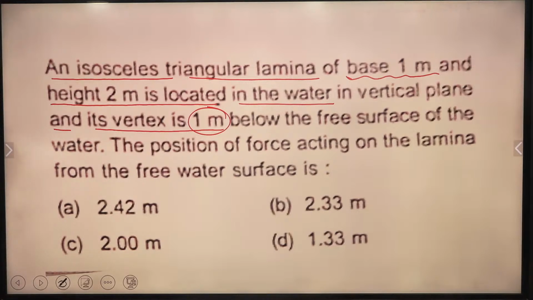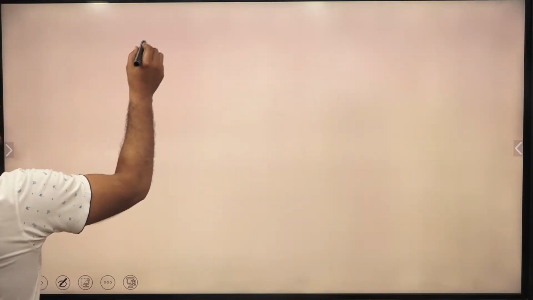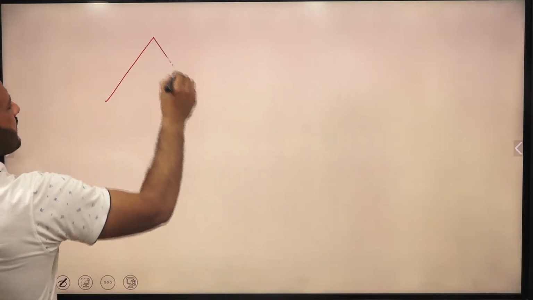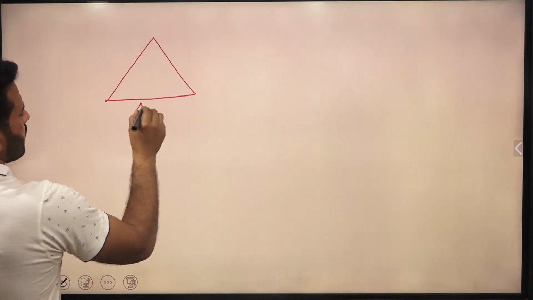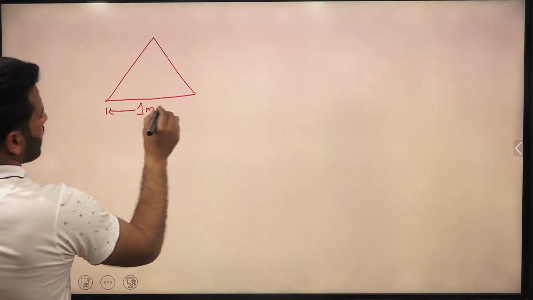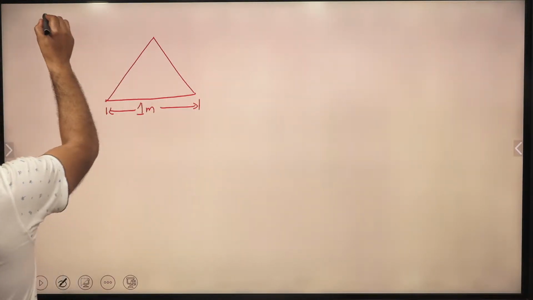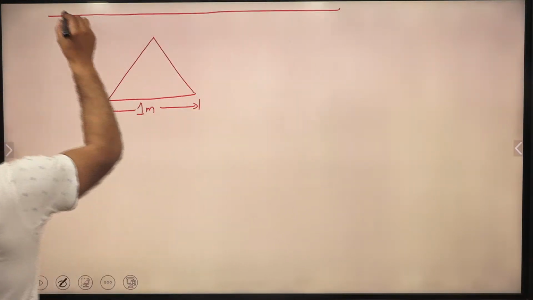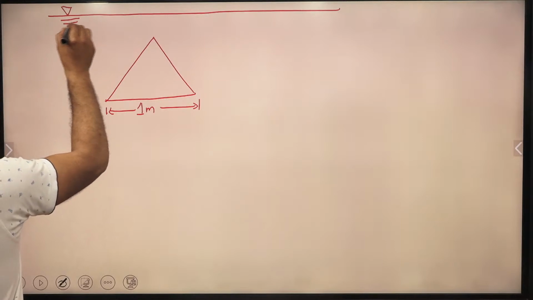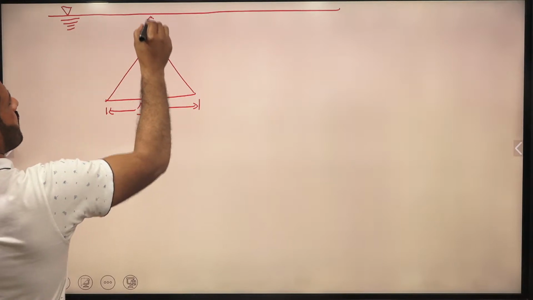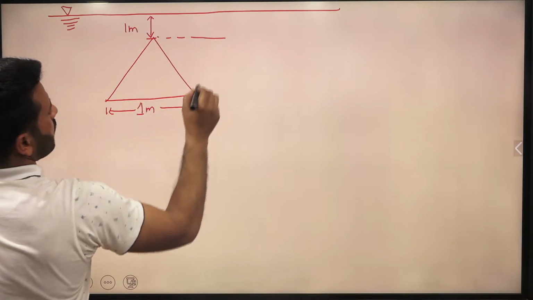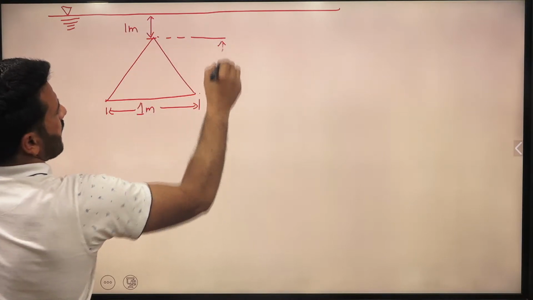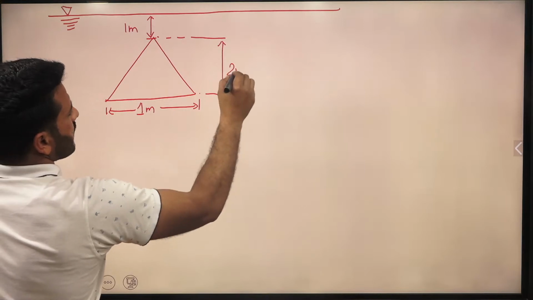So basically he is asking about the center of pressure. Let me draw the figure. Here we have an isosceles triangular lamina with base width 1 meter, and its vertex is 1 meter below the free water surface. This is given in the question. And the height of the triangular lamina placed in water is 2 meter.